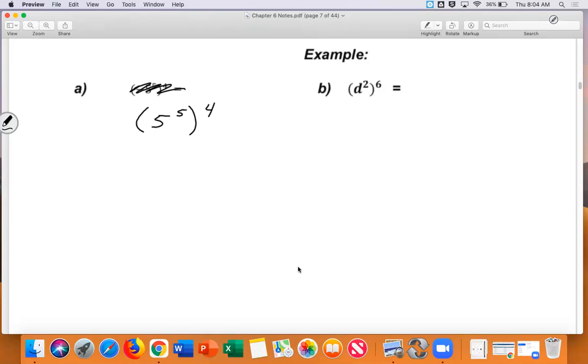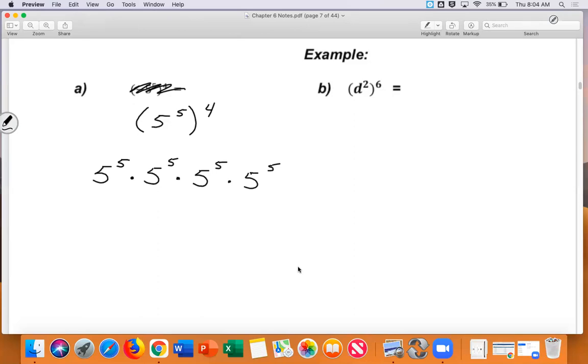What does that mean? It means we're just going to break it down to what it means for an exponent, okay? Now, this exponent means I have 4 of these, agreed? So that means I have 5 to the 5th times 5 to the 5th times 5 to the 5th times 5 to the 5th. Would you agree with me on that?